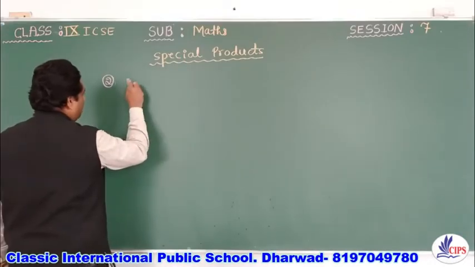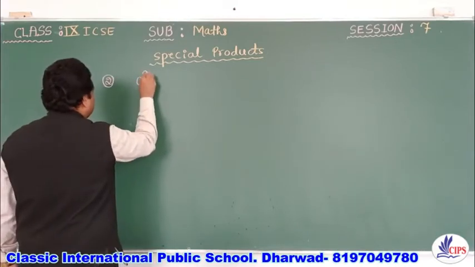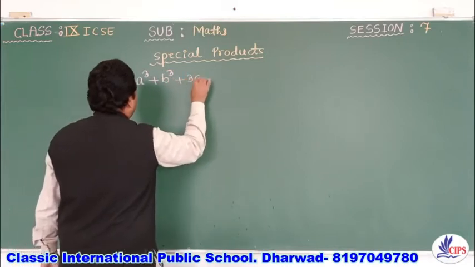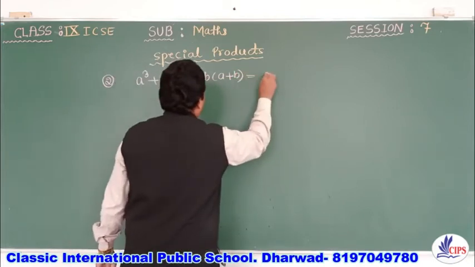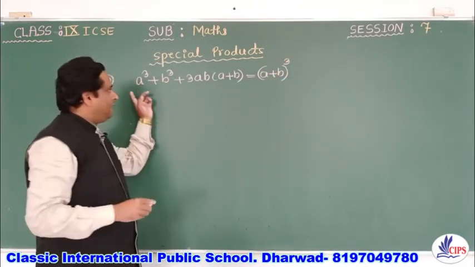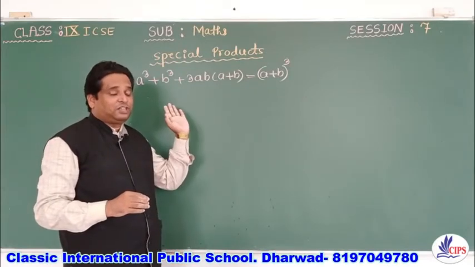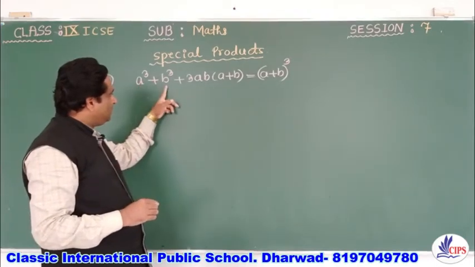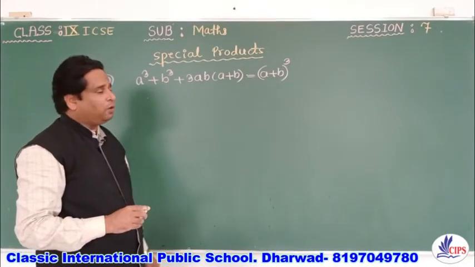We are familiar with the formula (a + b)³, children. (a + b)³ = a³ + b³ + 3ab(a + b). This is the expansion of (a + b)³. You all are familiar with this expansion already. So many problems we have solved in this, right, children? a³ + b³ + 3ab(a + b) = (a + b)³.